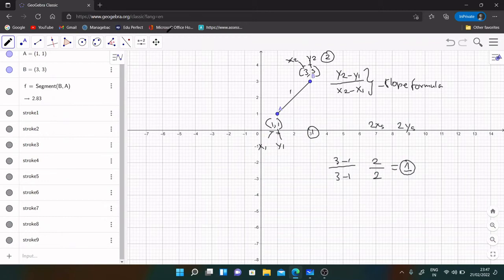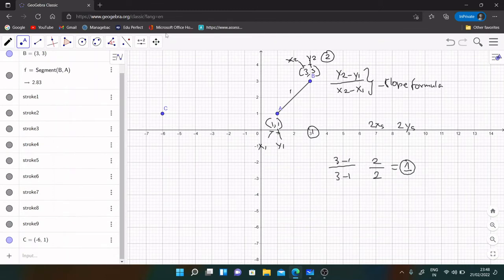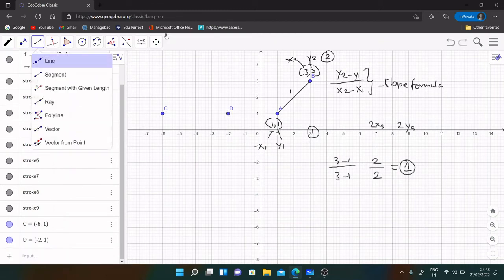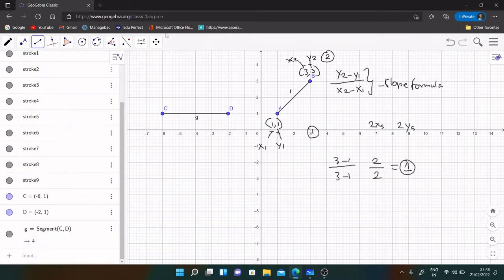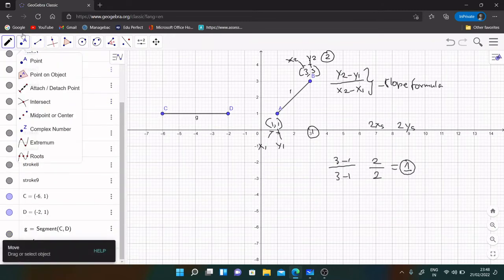Now, this is fairly simple. That's all there is to calculating slope. It's not that difficult. Now, let us get to distance. Suppose that is this point over here, this point over here. If I ask you to give me the distance between these 2 points, what would you say?